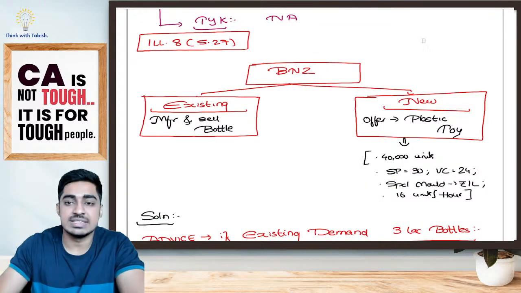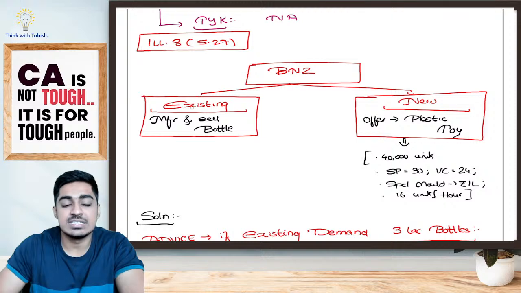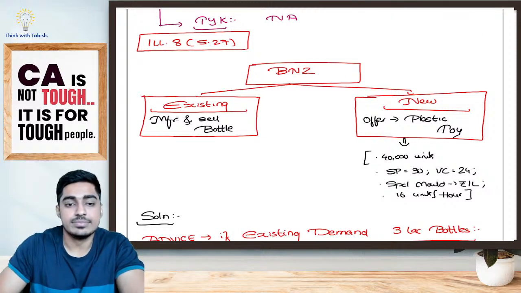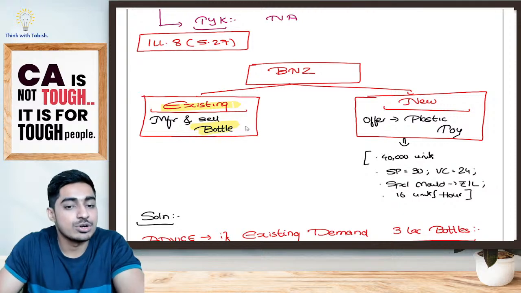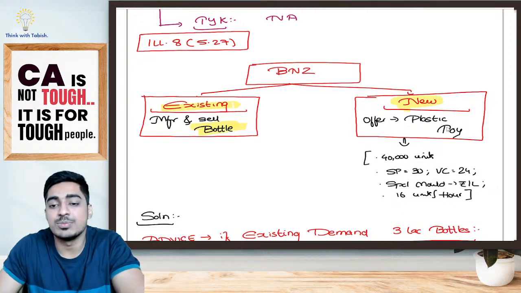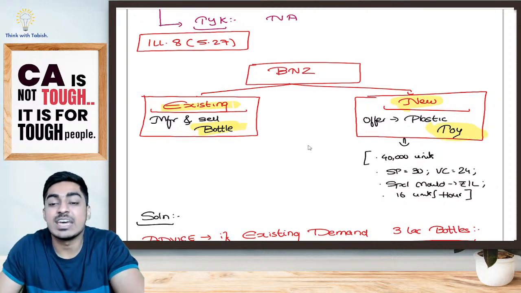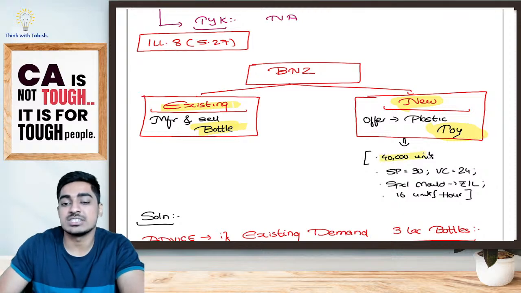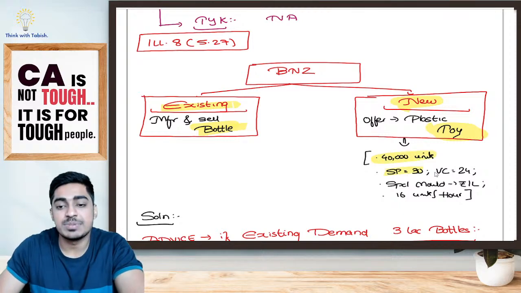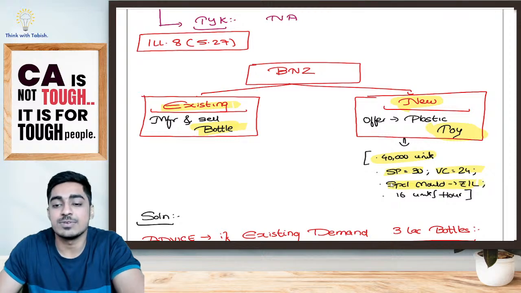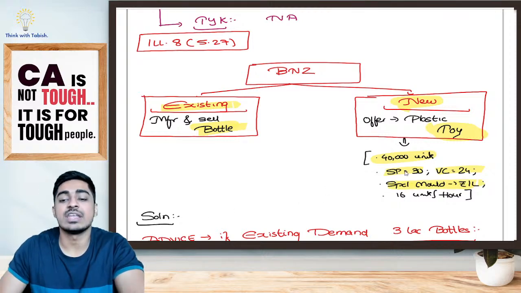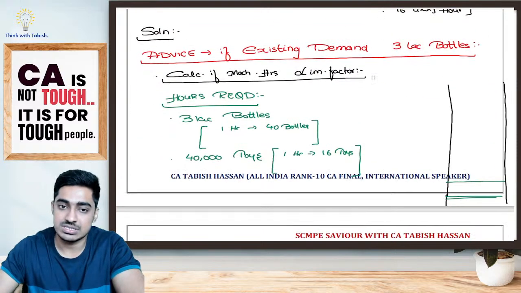Look at this. We are BNZ. We have an existing product. At present, we are manufacturing and selling bottles. Proposed, what we are planning to produce and sell, toy. It is a one-time offer. How many units has the customer demanded? 40,000 units. Selling price is 30. Variable cost is 24. We need to purchase a special mold, for which the cost is 1 lakh rupees. In 1 hour, we will be in a position to produce 16 units.